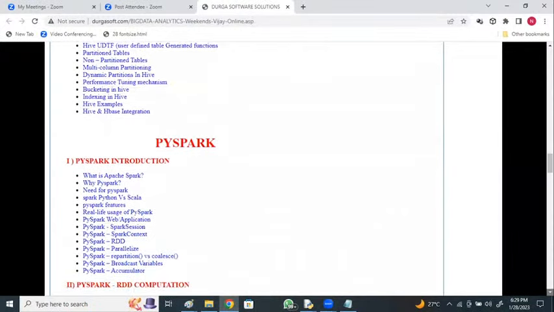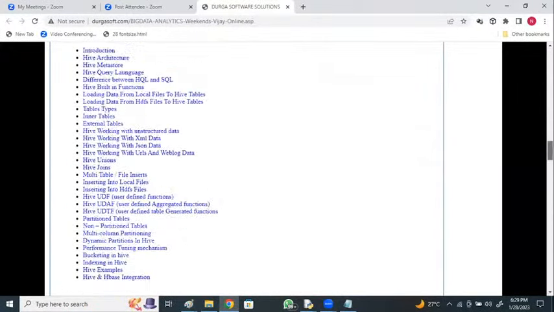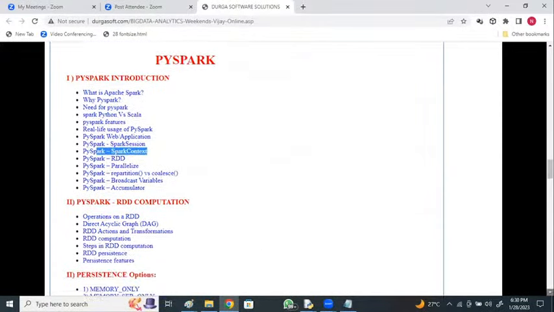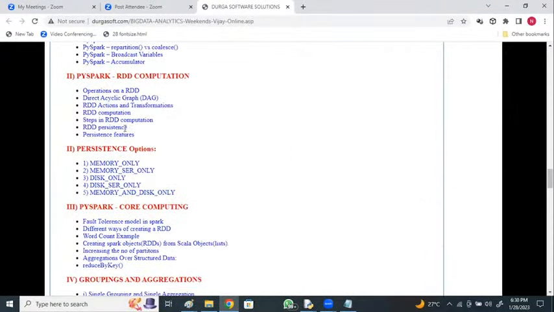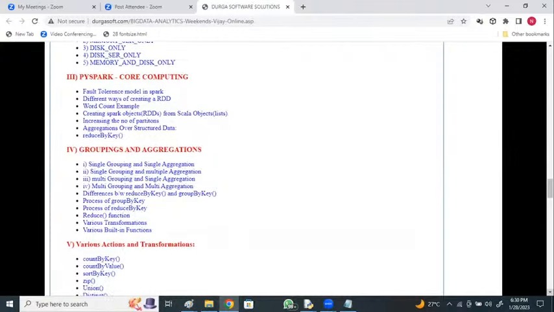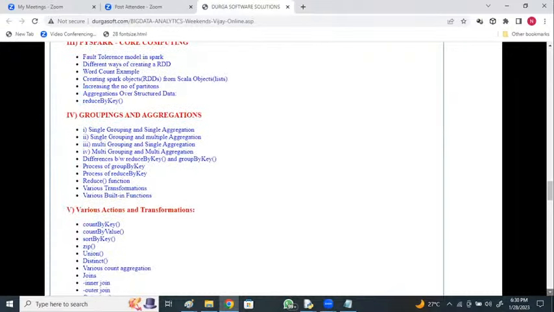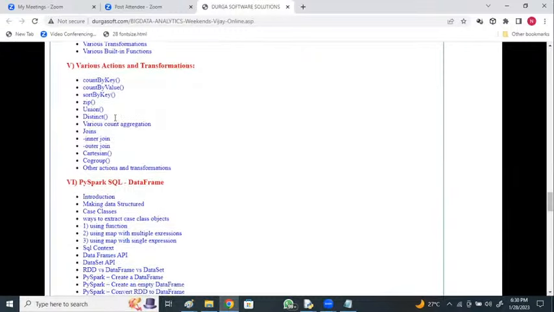Now coming to PySpark, Spark with Python. Up to now, that is the Hadoop components we'll be discussing. Now PySpark: real-time use cases, PySpark session, Spark context, parallelize, repartitioning, broadcast variables, PySpark RDD computations, RDD persistence options, PySpark core computation, increasing the number of partitions, groupings and aggregations, single grouping, single aggregation, multiple groupings, multiple aggregations, group by key, reduce by key, various actions and transformations, count by key, count by value, sort by key.